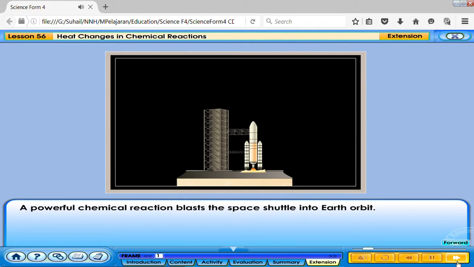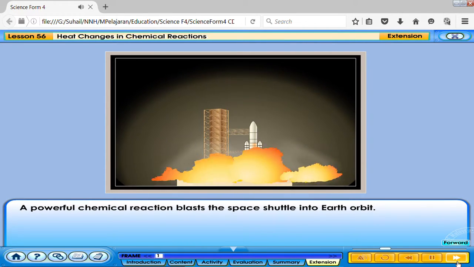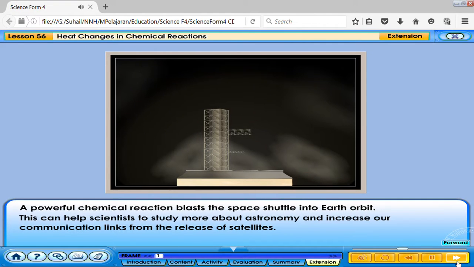A powerful chemical reaction blasts a space shuttle into Earth's orbit. This can help scientists to study more about astronomy and increase our communication links from the release of satellites.